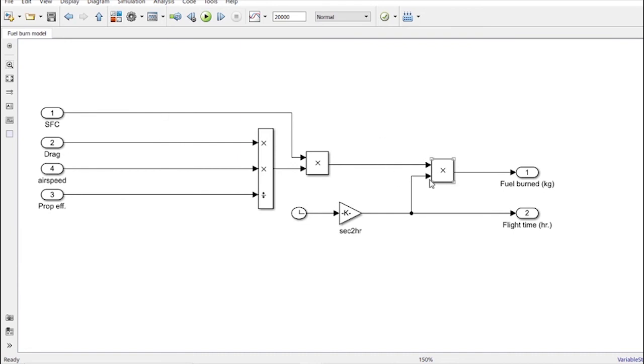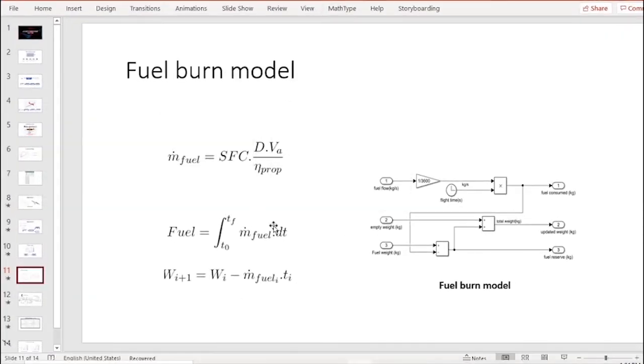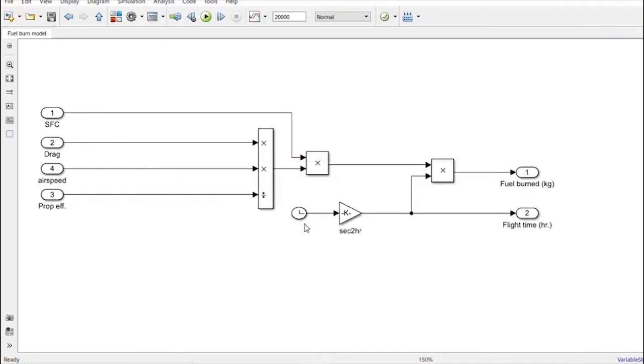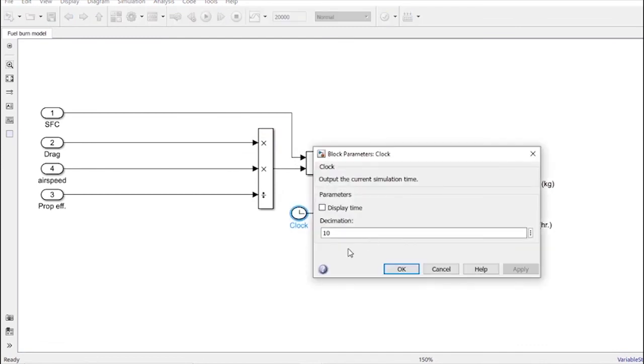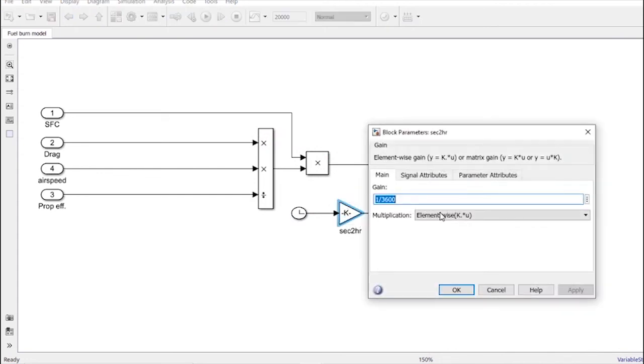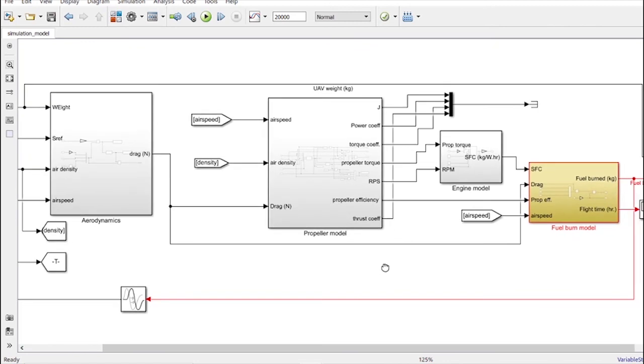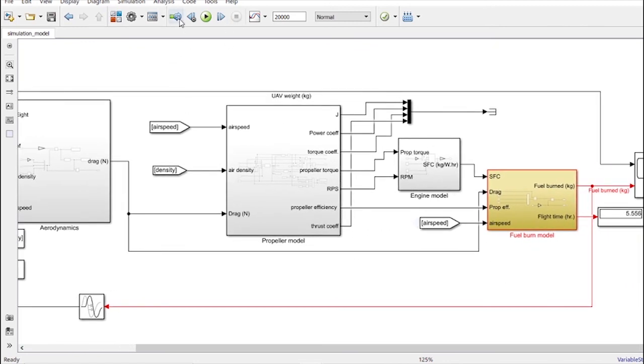Once we have the fuel burn rate, we can then multiply this fuel burn rate with the simulation time to get an estimate of the quantity of the fuel that's being burned. For this I use a clock block, and I also convert the seconds from the clock block to hours by dividing this value by 3600, which then gives me the flight time. Let me just quickly run this block.